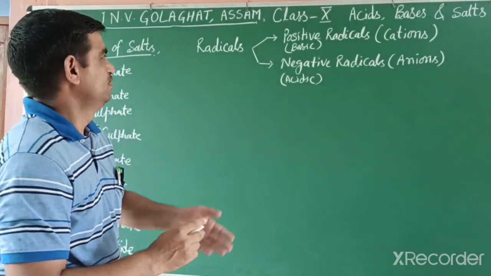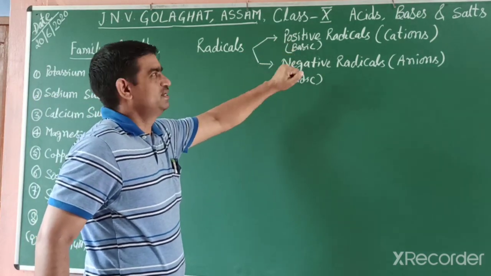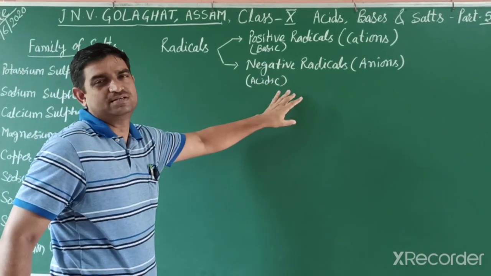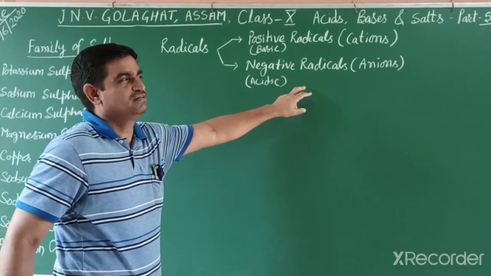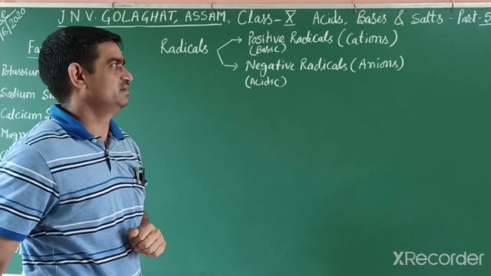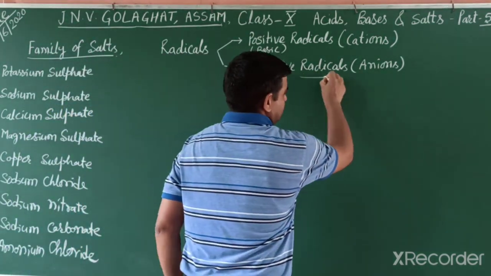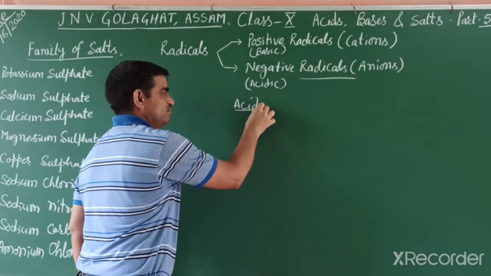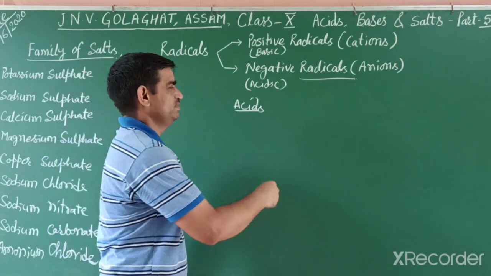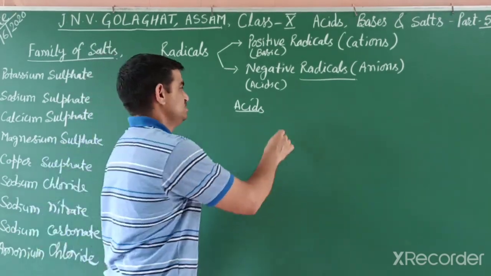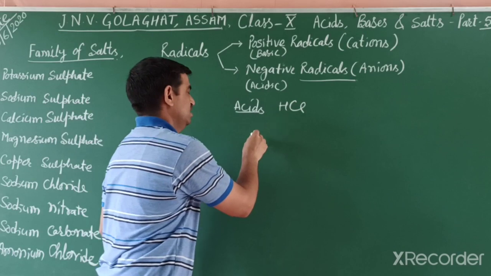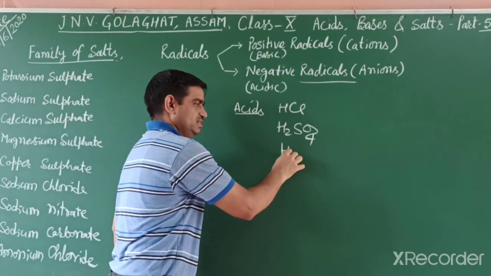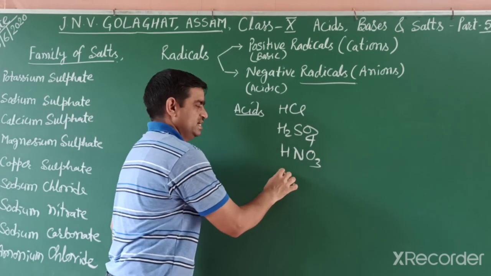For example, sodium and potassium are positive radicals. And negative radicals are like sulfate, chloride, acetate, nitrate. These negative radicals we get from acids. For example, we already studied HCl, H2SO4, HNO3, and acetic acid.